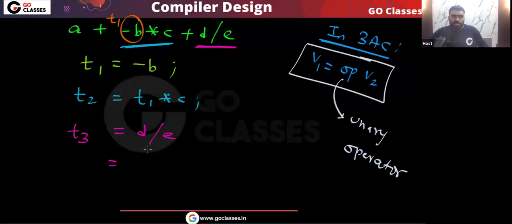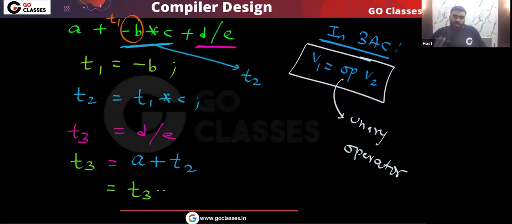So this is what we have done. Then finally, we will do A plus T2, sorry, because remember, this value is in T2. So you will do A plus T2 and put it in T4. You cannot use T3; you have to use T4. Then finally, you will do T4 plus T3, and then you can put it in T5.